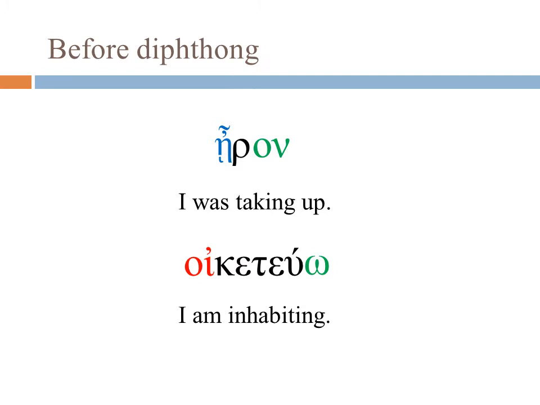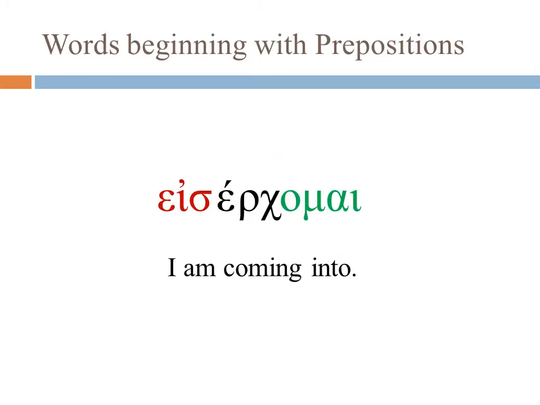In the same way, omicron to omega with a diphthong, and this is an iota diphthong as well. If I have oikatuo, I am inhabiting, and I put an epsilon there, I'm going to expand my omicron into omega, and the iota will subscript. And secondary endings on here, I get oikatuon, I was inhabiting.